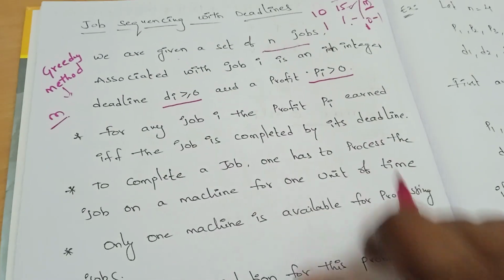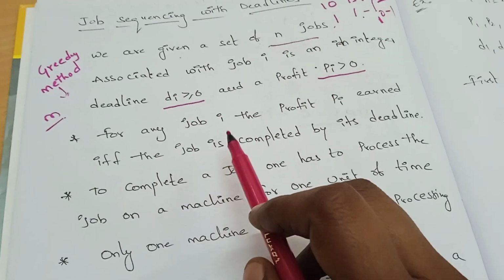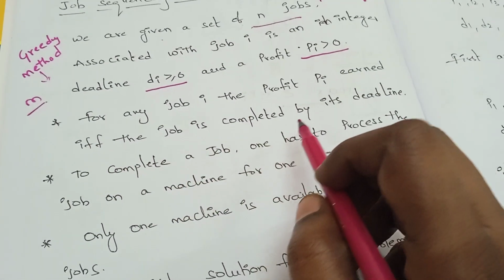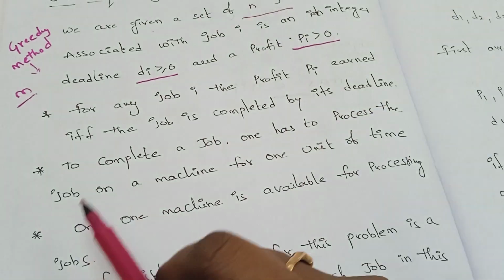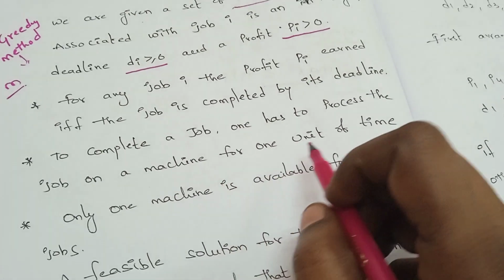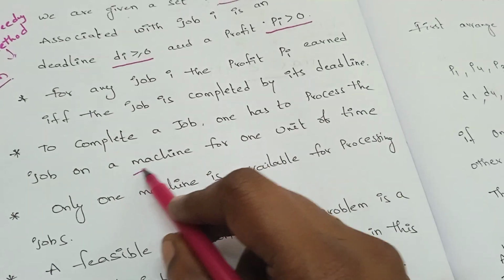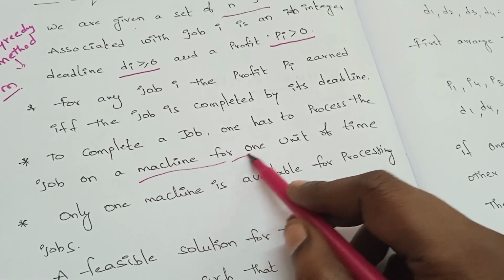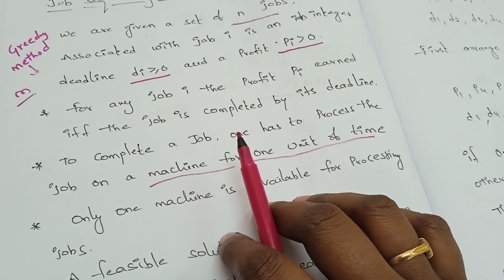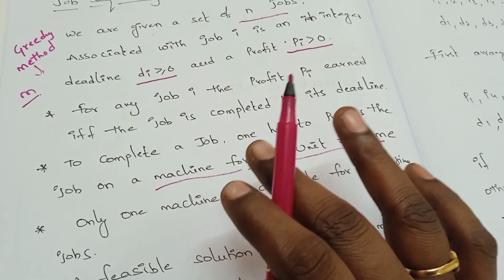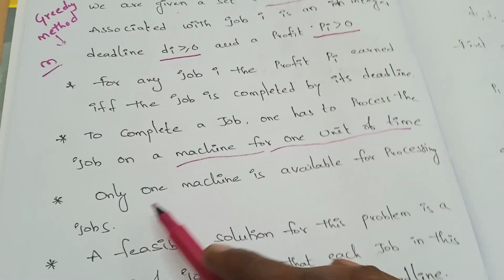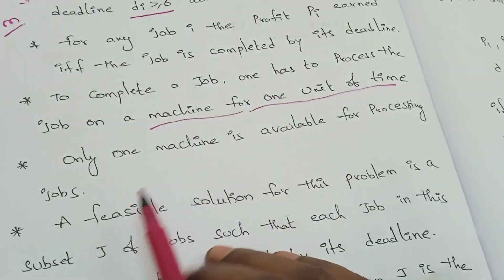Now let's understand this. For any job i, the profit pi is earned if and only if the job is completed by its deadline. To complete a job, one has to process the job on a machine for 1 unit of time, and this is very important. No matter how many jobs you have, we will use only one machine to execute the jobs. Every job has to wait for its turn to be performed, and so only one machine is available for processing jobs.